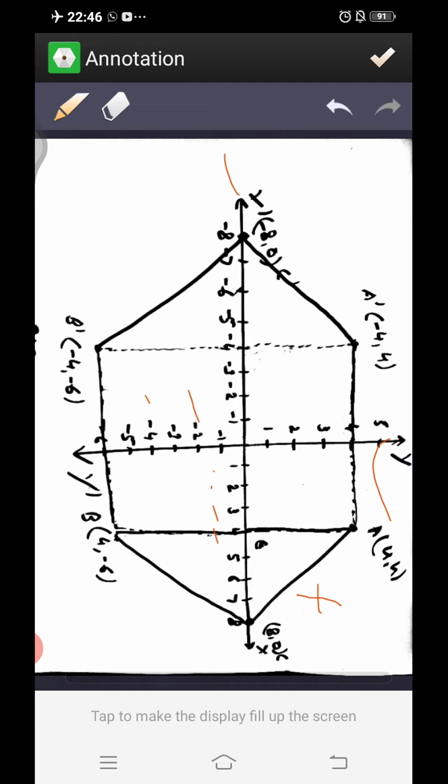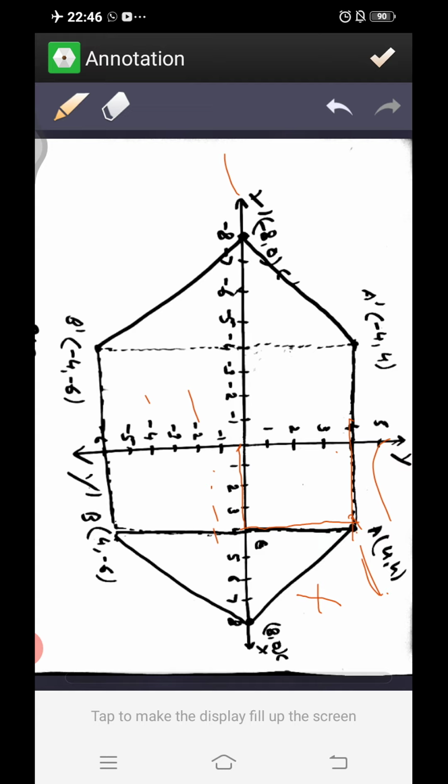Now first of all we have to plot points A, B, C. Point A is (4, 4). So we go 4 along the x-axis and from here we drop a perpendicular. Here this is 4, we drop a perpendicular from here. So we get (4, 4), this point we get (4, 4).